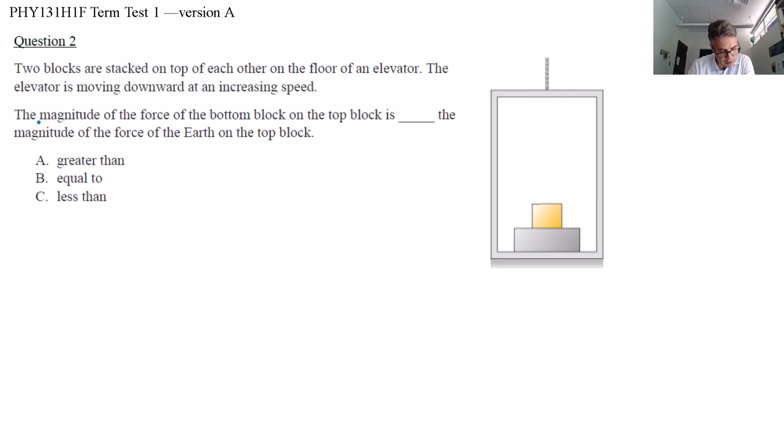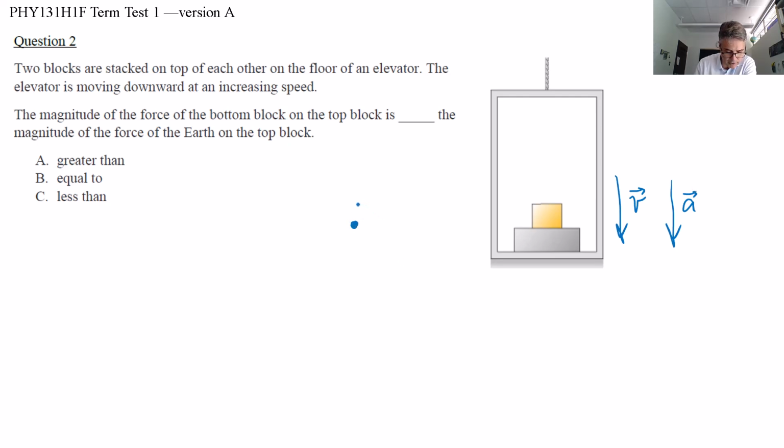Two blocks are stacked on top of each other on the floor of an elevator. The elevator is moving downward, V down, at an increasing speed, so the acceleration is down. The magnitude of the force of the bottom block on the top block is blank the magnitude of the force of the earth on the top block.